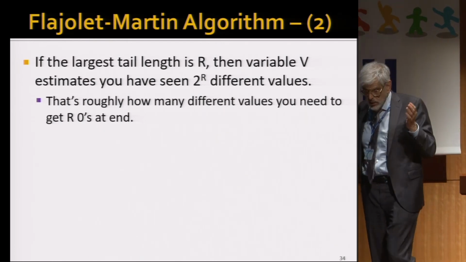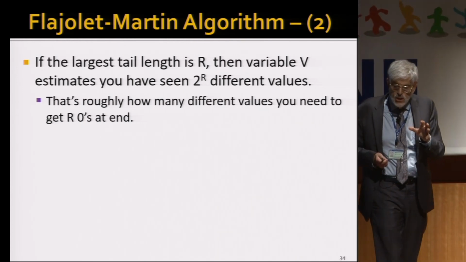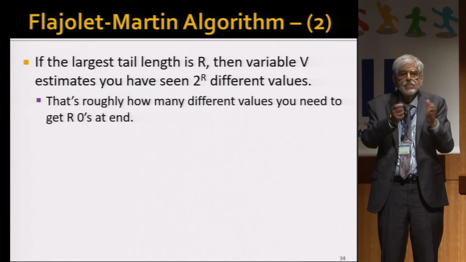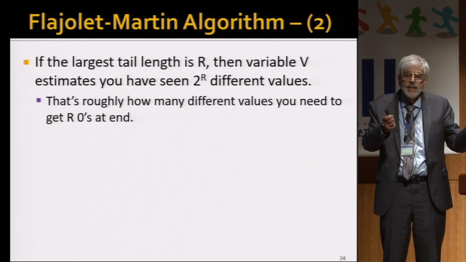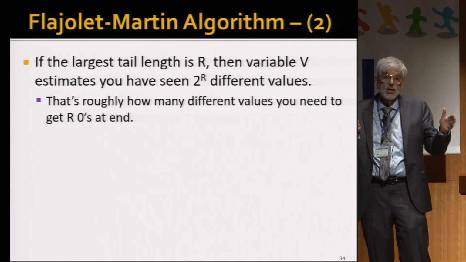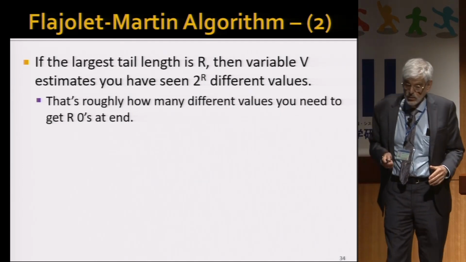Okay, why does that make sense? Because if I've seen 2 to the r different values, there's a good chance that I'll see any bit string of length r at the end, and in particular, there's a good chance I'll have seen the bit string of r zeros at the end.